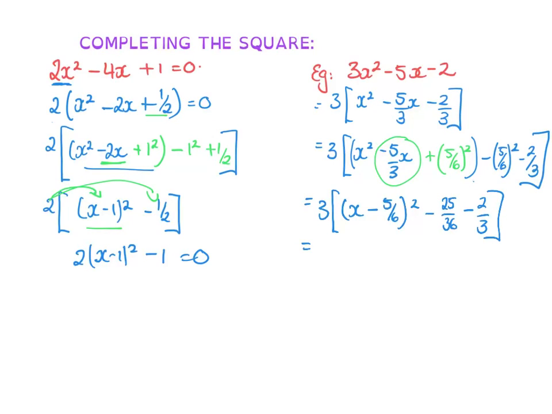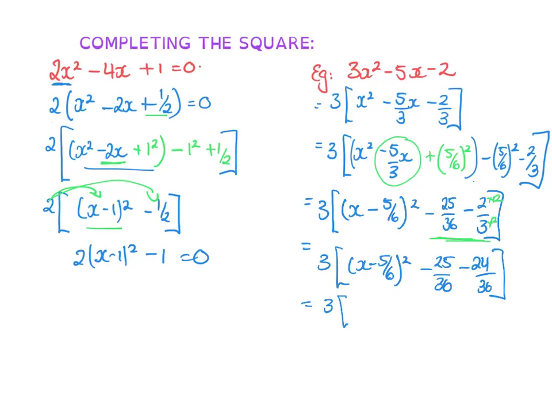So to tidy up this back bit, we're going to have to get a common denominator, which will be 36. So we're going to times that by 12. So keep tidying that up. We have x minus 5 on 6 squared minus 25 on 36 minus 24 on 36. And then you keep tidying that up. It would be x minus 5 on 6 squared, and that will be minus 49 on 36.